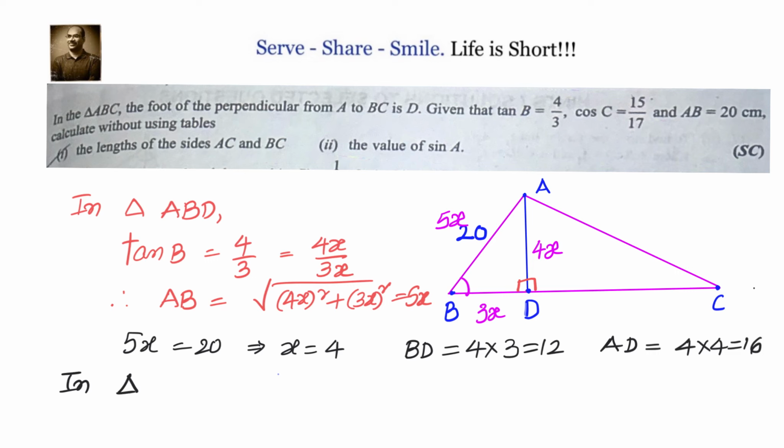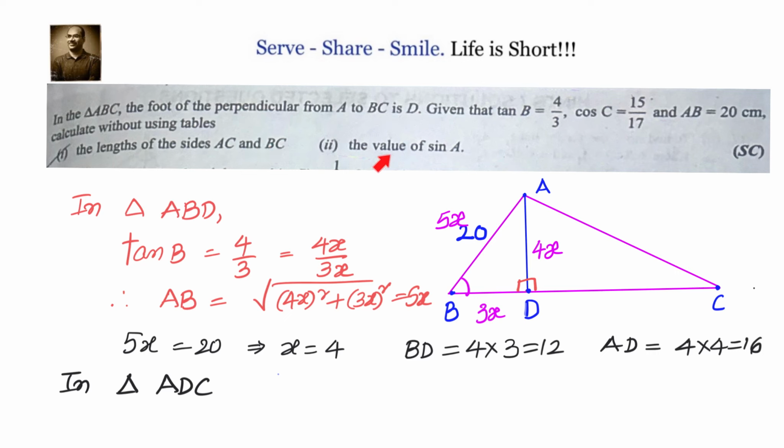Since we have information here, we'll start with this triangle. We know tan B value 4 by 3. So we took them as 4x, 3x, AD, BD respectively. By Pythagoras theorem, AB is 5x and we know 5x is given as 20. That means we can easily find out AD, BD. Once we got AD and BD, we go to triangle ACD now. We apply this cos C equals 15 by 17 logic. And from there, we'll try to understand what will be the values of AC and DC. After that, once we got DC, BC will be nothing but BD plus DC. Then we'll see how to find out the value of sin A.